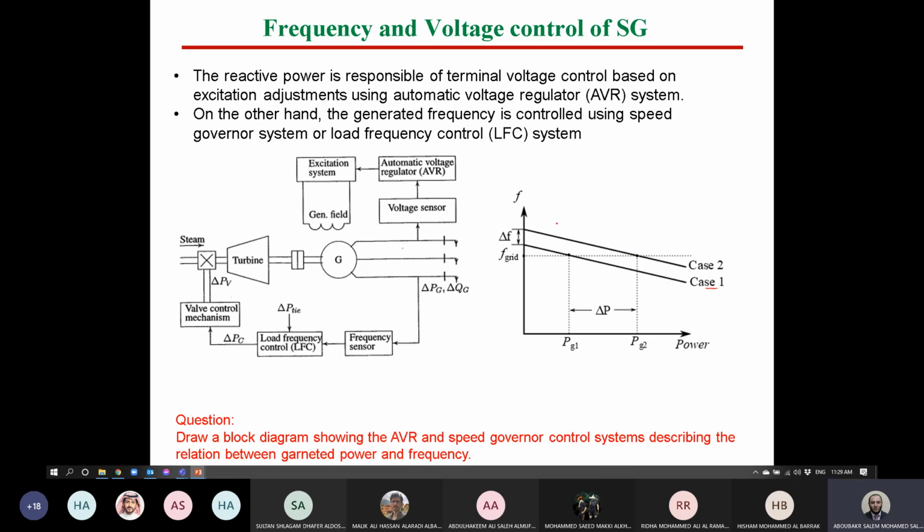This increase in steam will lead to an increase in speed and torque to reach the new point here, guys. Of course, the speed governor depends on a mechanical system, so it's slower than the automatic voltage regulator system. So the AVR system is faster than the speed governor system, guys. Why? Because the speed governor depends on mechanical valves, and mechanical valves take time to be controlled compared to electrical switches.